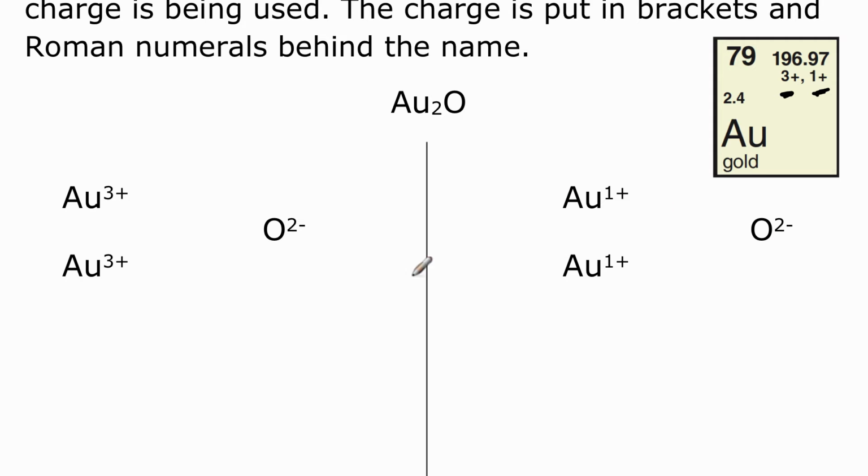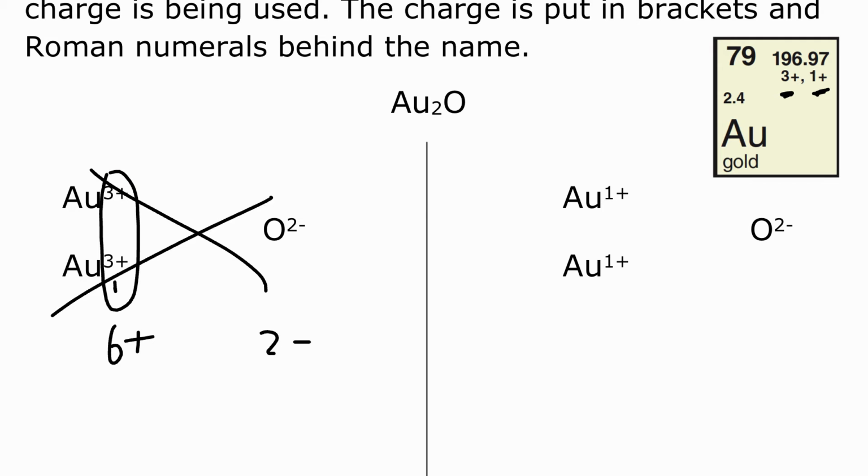So I've just laid these out here. Oxygen has a 2 minus charge, and what I need to do is balance these charges. So right now they're not balanced. This has 6, this only has 1. If you look here, it says 2 golds and 1 oxygen. If I had 2 golds and 1 oxygen, would those be balanced? It wouldn't, right? Because this would give me a 6 plus, and only 1 oxygen only gives me a 2 minus. So this is not balanced.